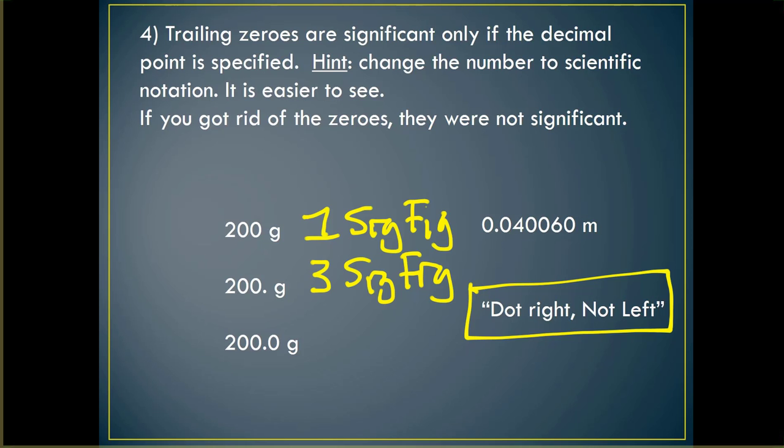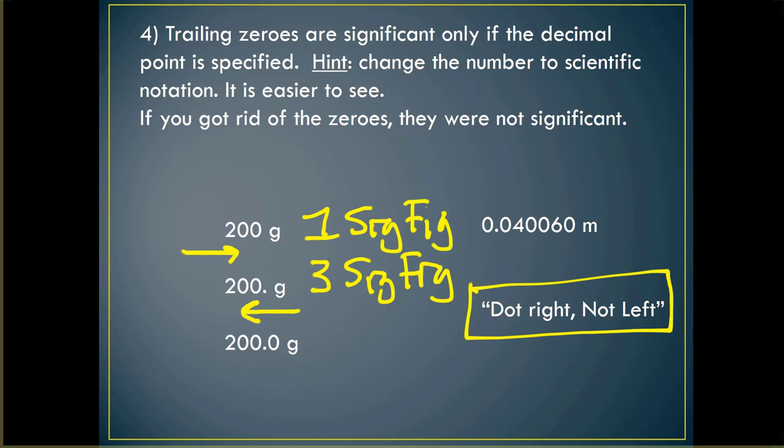So for example, let's use dot right, not left on the first number there, so 200. There's no decimal, so I'm going to start counting from the left. I'll just count until I run into zeros, and I count 1 sig fig. Let's look at the next one. I do have a decimal, so I'm going to start counting from the right, and I will stop counting if I run into any zeros at the end. You can see that I don't run into any zeros at the end. So I just start counting and I end at the 2. That's 3 sig figs.